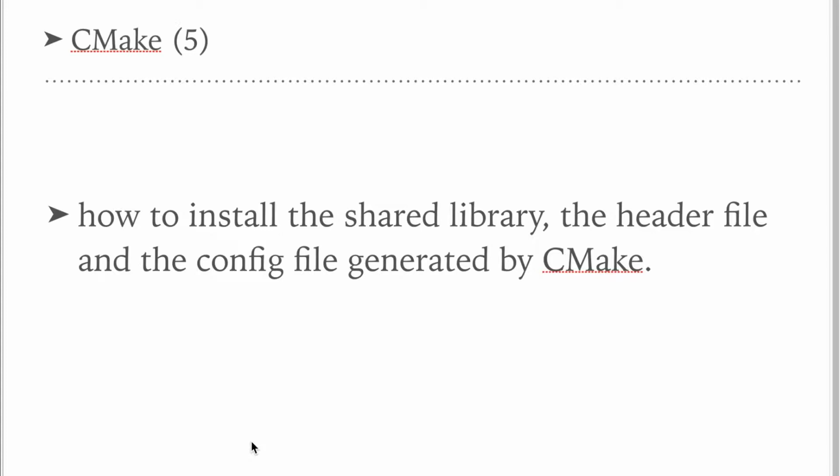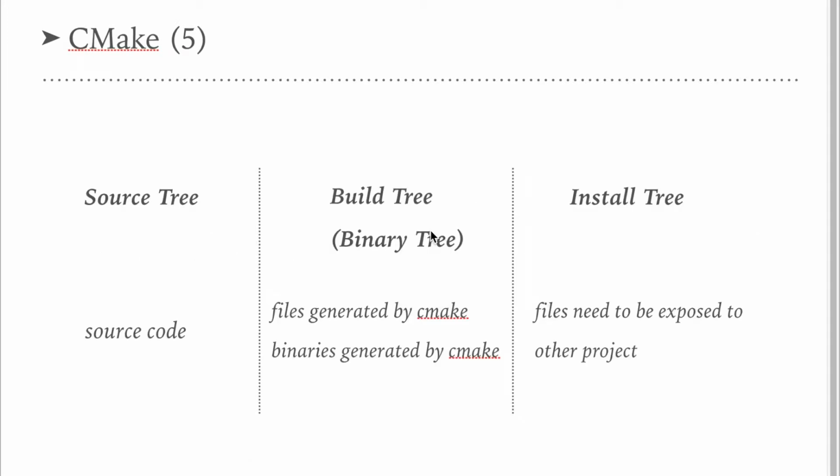Before diving into the real examples, let's see some concepts first. Let's distinguish three concepts here. The first is the source tree, then the build tree or binary tree, and another is the install tree. The source tree is a directory for the source code. For example, when we execute git clone, that directory is a source tree.